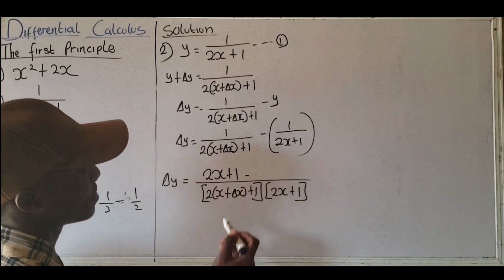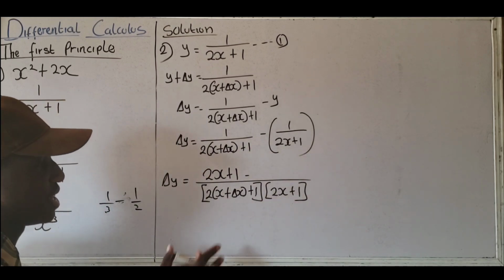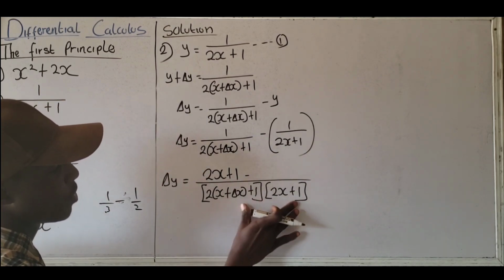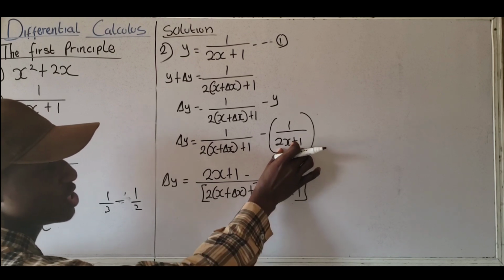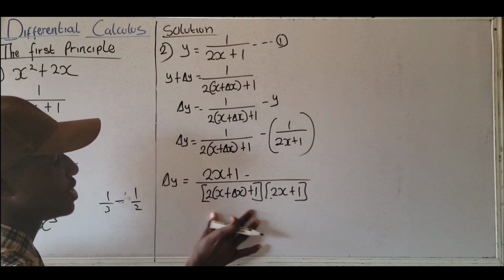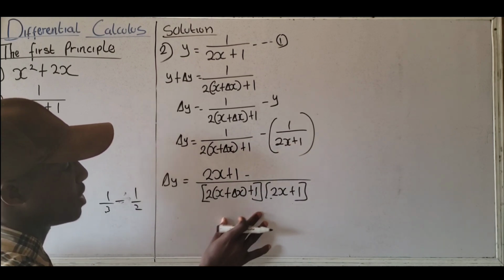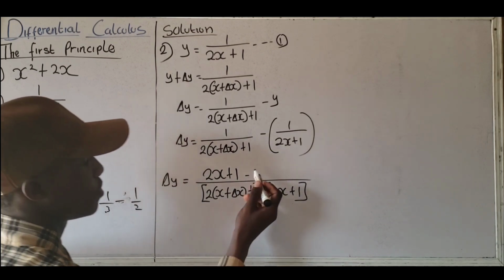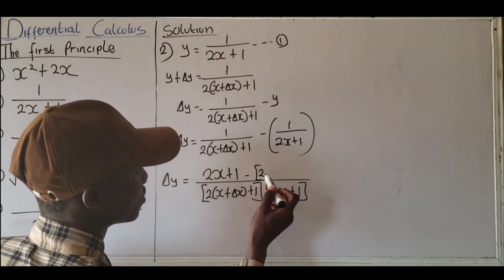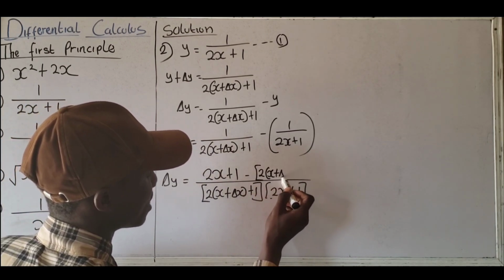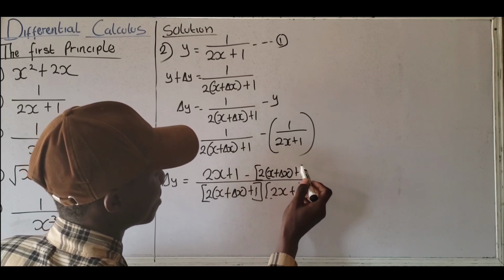Now, minus, please kindly pay attention. The product of this divided by the numerator, which is 2x plus 1, I'm going to be left with what? 2 into bracket x plus delta x plus 1. So, I'm going to put the minus sign in bracket: 2 into bracket x plus delta x plus 1.